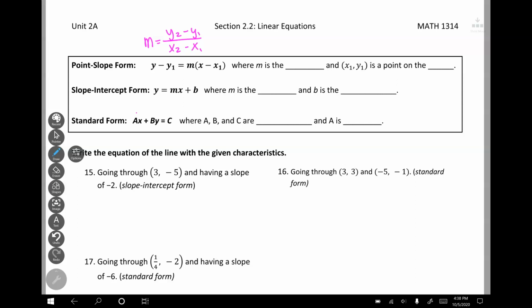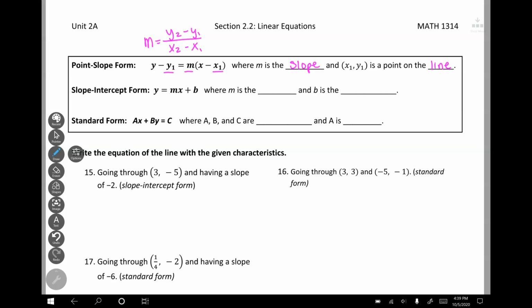There are three different forms that you can write a linear equation in. We've got point slope form, which is y minus y1 equals m times x minus x1. The reason that's called point slope form is because you can see a point and the slope just by looking at the equation. So m is the slope, and x1, y1 is a point on the line. Any point on the line.